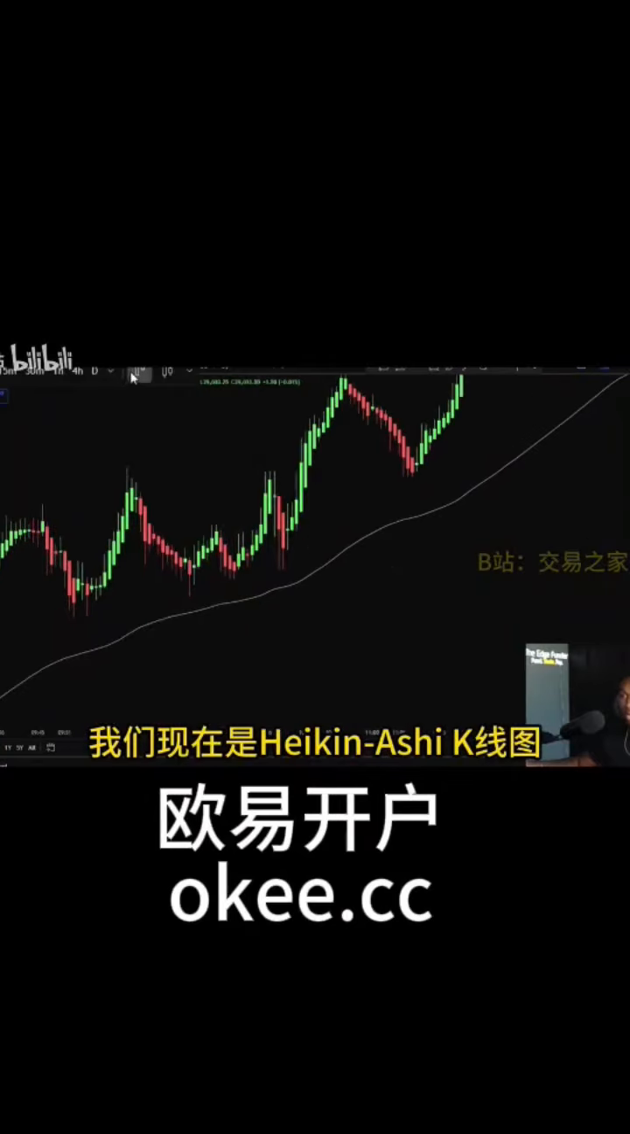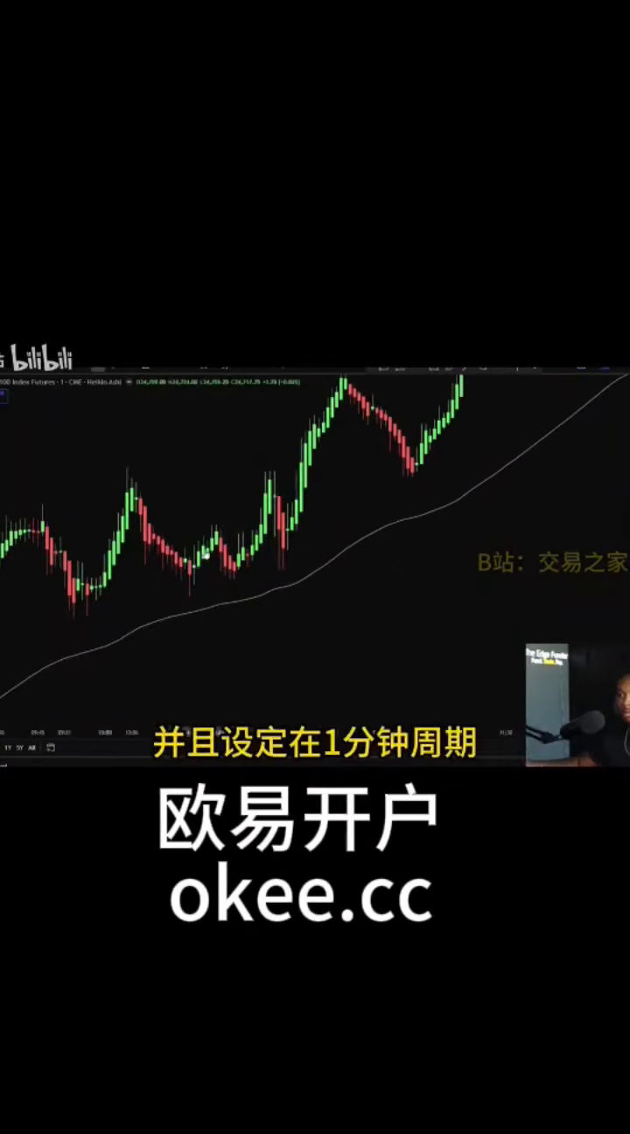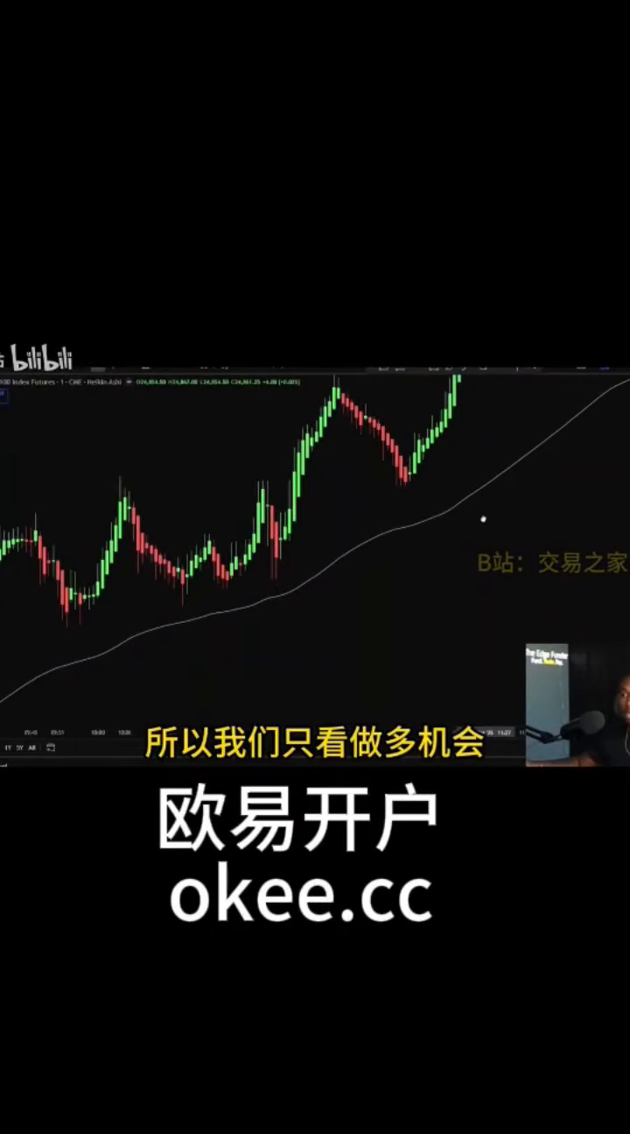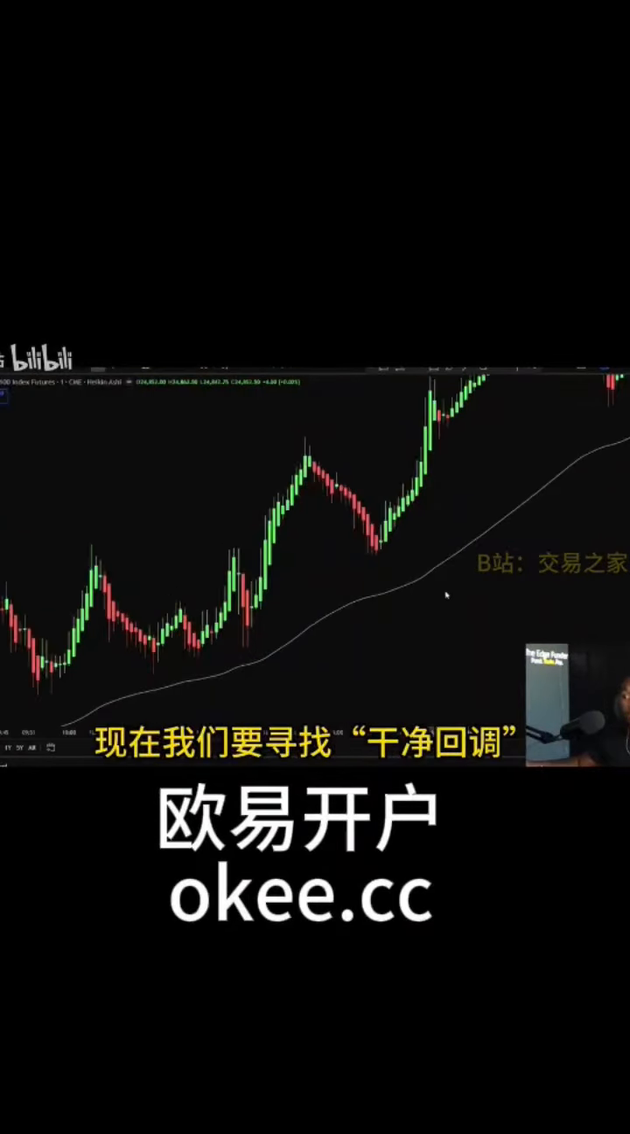So we're on our Heikin-Ashi candlesticks. We're on the 1 minute time frame. We're above the EMA, which means we're only looking for buy opportunities. Now we're just looking for clean pullbacks and then our doji candlestick and an entry.